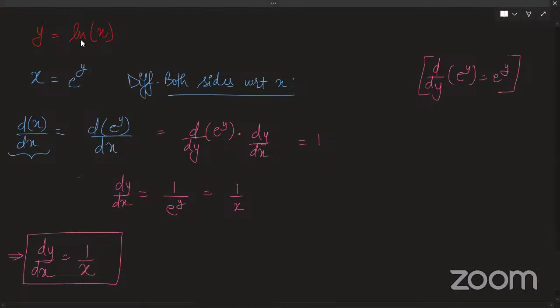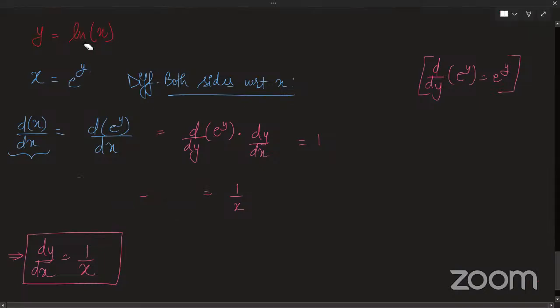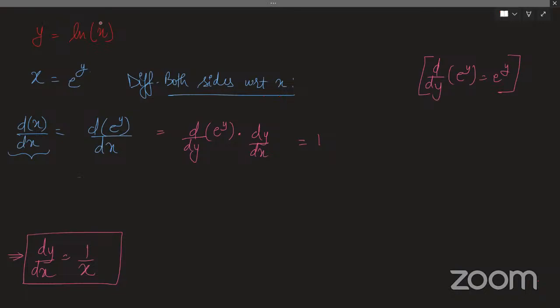Yes, sir, not an issue. Okay, just a minute, I'll do that again. Can you tell me what will be the value of d by dy of e raised to y? Derivative of e raised to y with respect to y, what will it be? e raised to y, sir. It will be e raised to y.